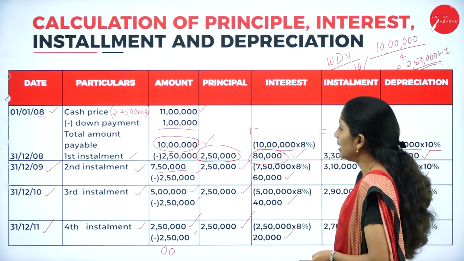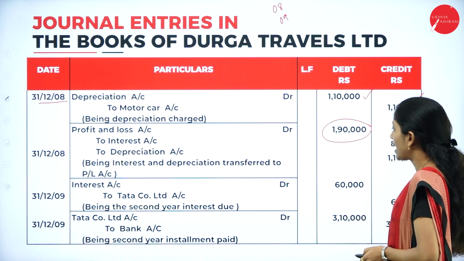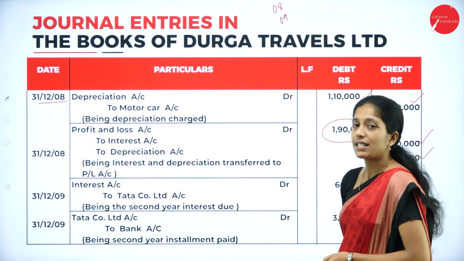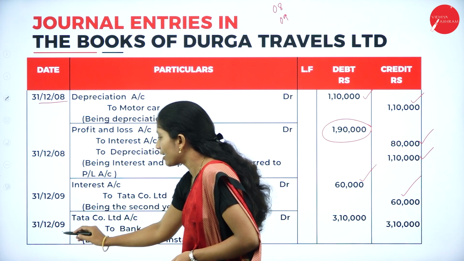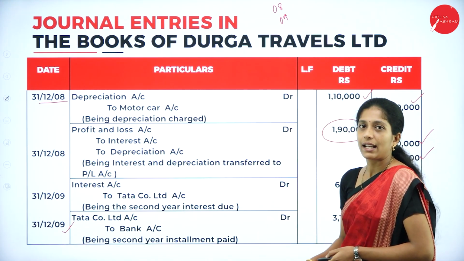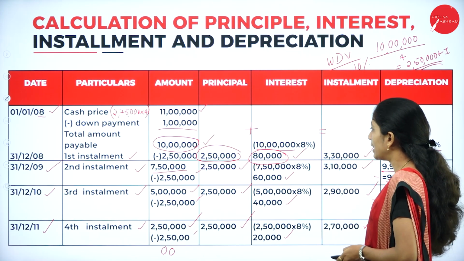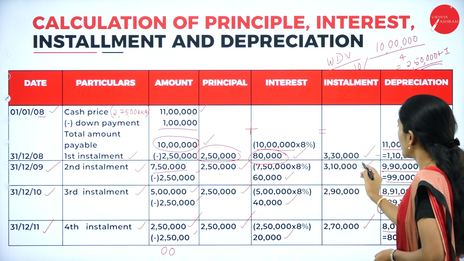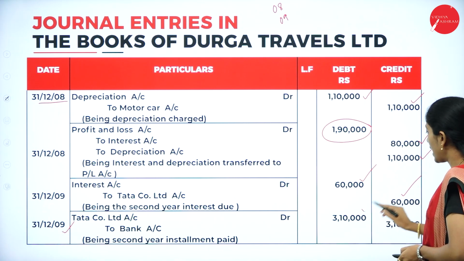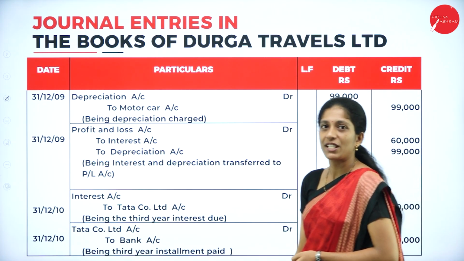Now go through the table. So what is the second year interest? That is 60,000. So write that 60,000 on both sides. Next for installment paid. On the same day, that is the end of the second year, Tata Company Limited account debit to bank account being second year installment paid. Now what is the installment for the second year? So second year how much? 3,10,000. So write that amount 3,10,000. Clear?